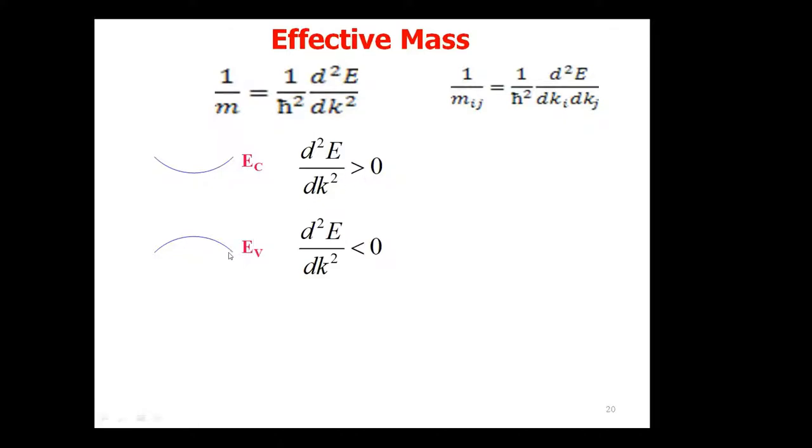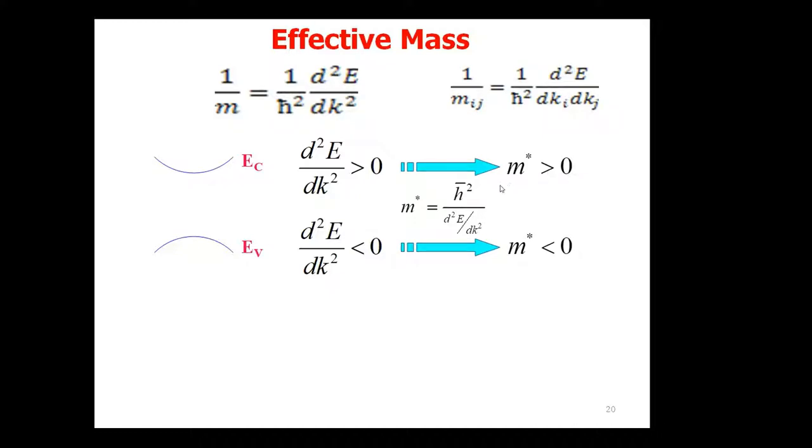Whereas in valence band, this curvature is downwards. So this curvature is negative, that is less than 0. So as a result, the effective mass depends on d²E/dk² due to this curvature. If an electron is present in the conduction band, the effective mass is positive. However, if the electron is present in the valence band, then that effective mass is negative. This is less than 0 due to this curvature d²E/dk².